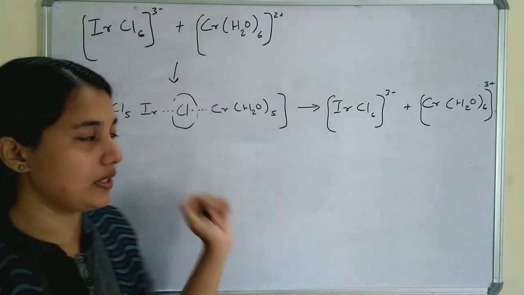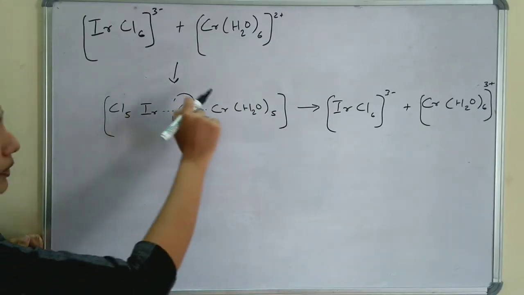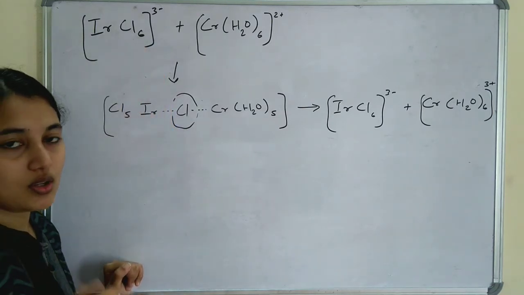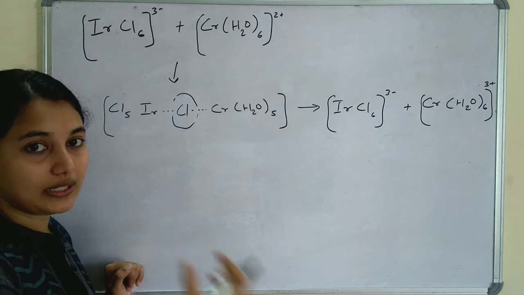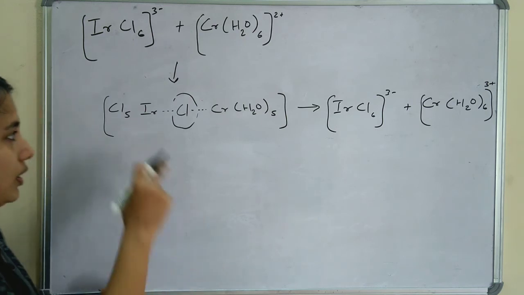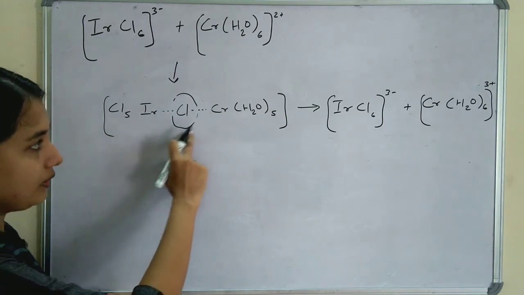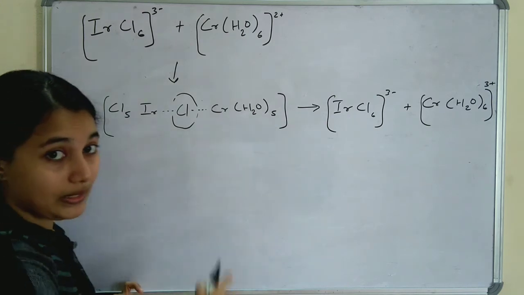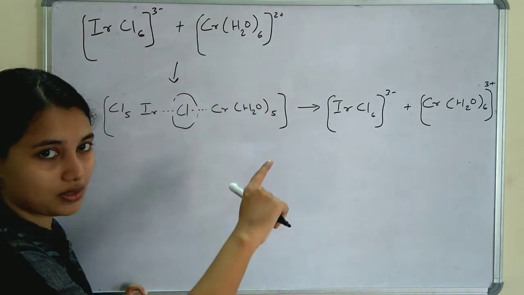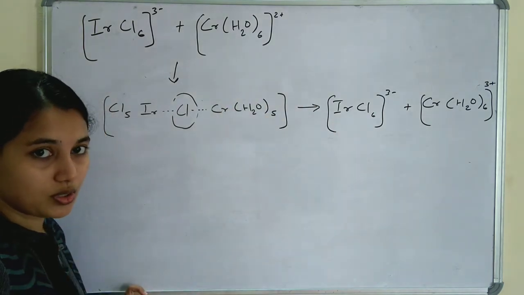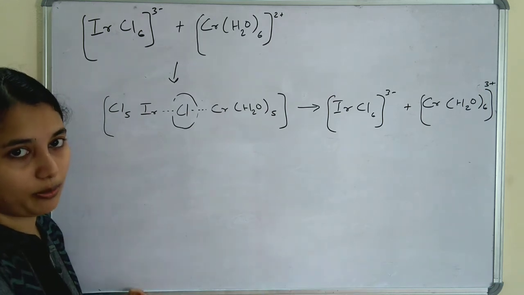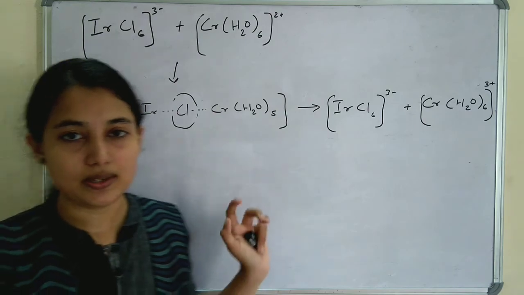Let's see another example of the inner sphere mechanism: IrCl6 3- and Cr(H2O)6 2+. Here also chlorine is the bridging ligand. So what is the role of the bridging ligand? It will transfer electrons to the other sphere. So the bridging ligand is not transferred. Cl5Ir-Cl-Cr(H2O)5 forms, IrCl6 3- is again formed, and here we get Cr(H2O)6 3+. So the transfer of electrons is possible through the bridging ligand without transferring the bridging ligand to the other complex. So these are examples of the inner sphere mechanism.